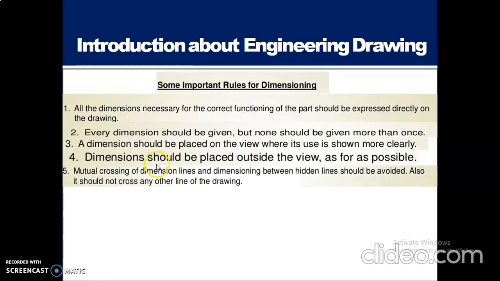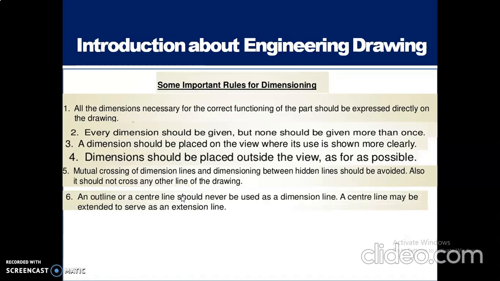Okay. Fifth one: mutual crossing of dimension lines and dimensioning between hidden lines should be avoided. Also, it should not cross any other line of the drawing. So this is the fifth important rule for dimensioning.